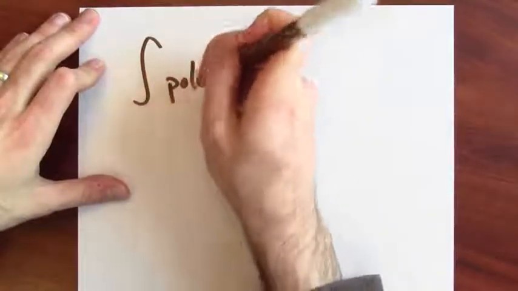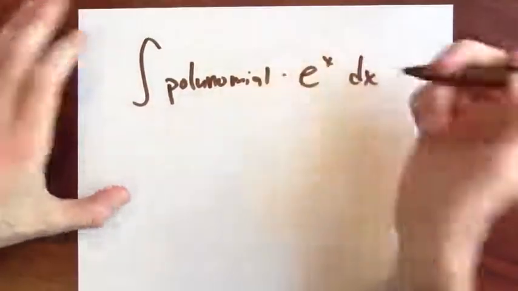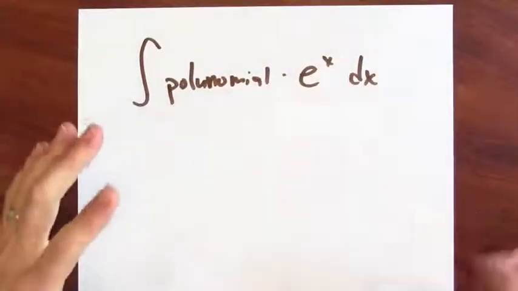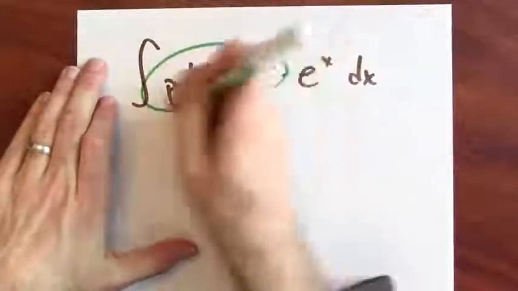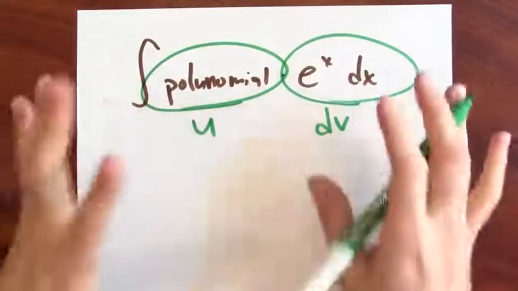Now we can use the same trick to attack similar integration problems. For example, let's say you want to anti-differentiate some polynomial in x times e to the x. You could do this with parts. Well, how? Well, I'd make this be u, and I'd make this be dv. And why is that such a great choice?